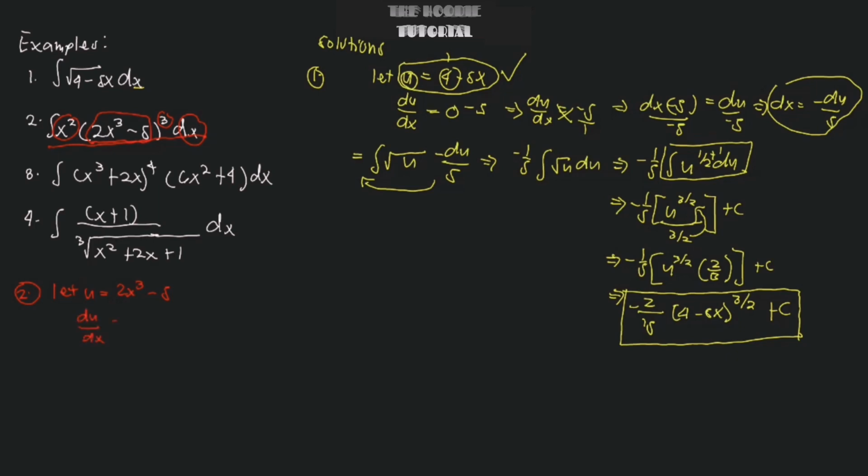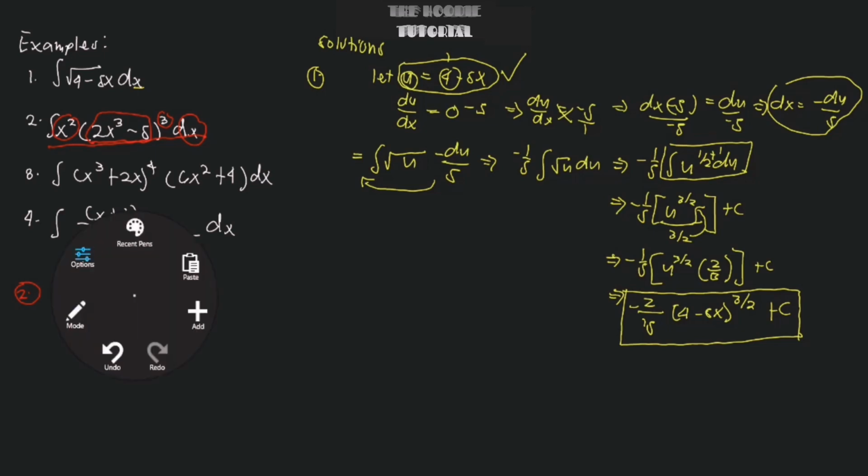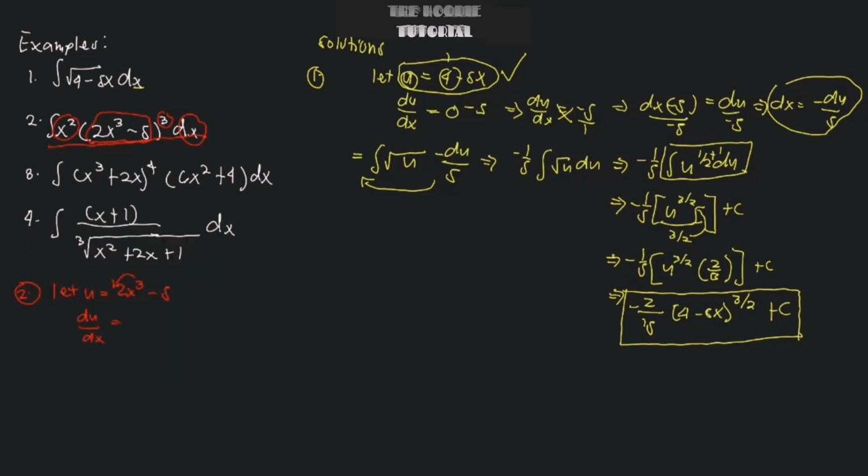du over dx is equal to, deriving each term, the power rule. Let's bring down the exponent, that would be 3 times 2, that is 6x, and then minus 1 for the original exponent, that would become squared, and then the derivative of 5, which is a constant, is just 0, so that would be our derivative. So finding the value of dx, that's just equal to du over 6x squared. Let's just cross multiply this one.